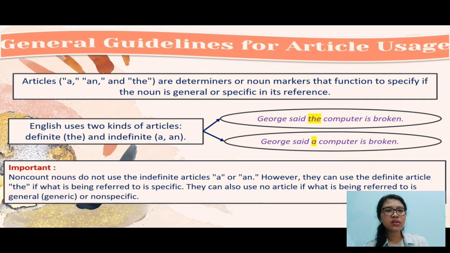And important, you can see non-count nouns don't use the indefinite article a or an because what? Because uncountable nouns have only one form and there is no plural or singular. However, they can use the definite article the if what is being referred to is specific. But they can also use no article, yeah, as you can see in this slide. Alright, and then I will continue to the next slide.